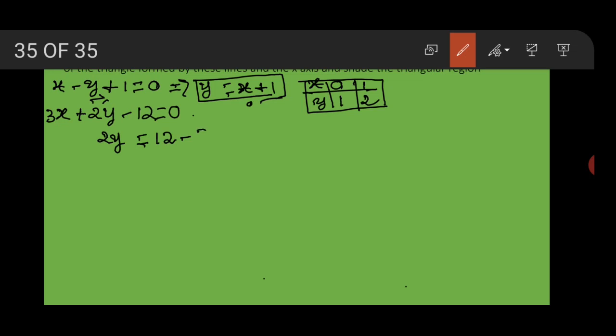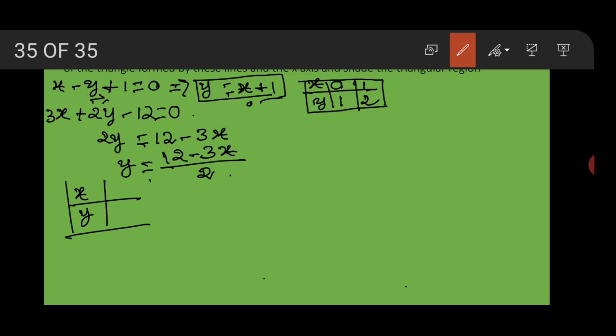Here, another equation, 3x plus 2y minus 12 is equal to 0. Here also find the value of y. So first keep 2y here, carry minus 12 to that side, it becomes plus 12, and 3x becomes minus 3x. Again, what is the value of y? y is equal to 12 minus 3x divided by 2.